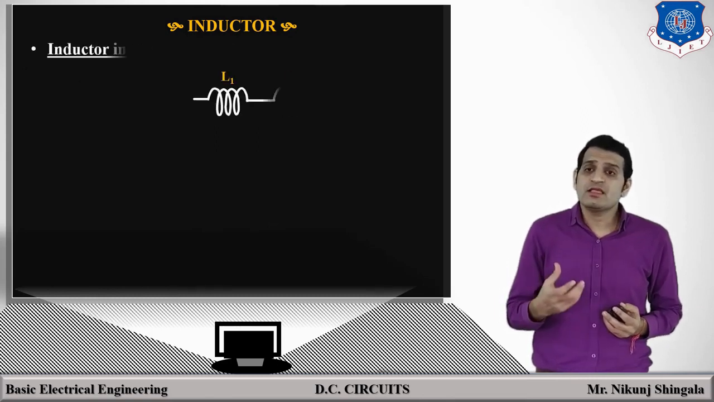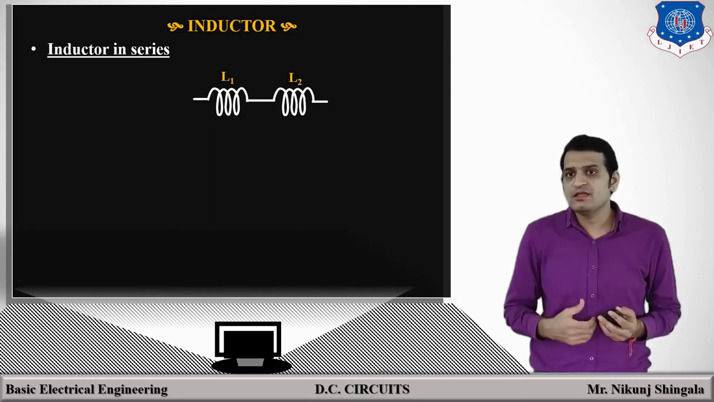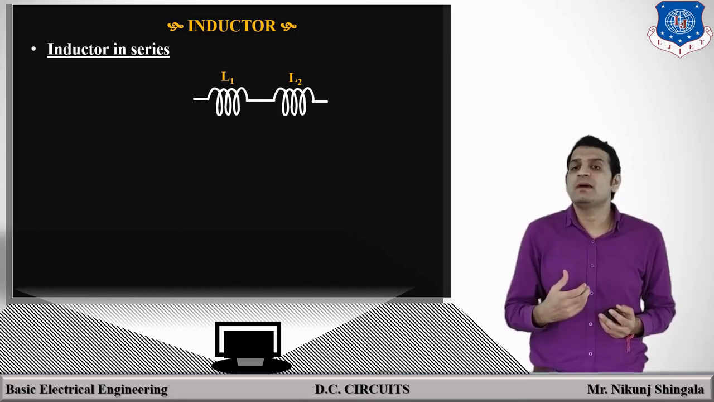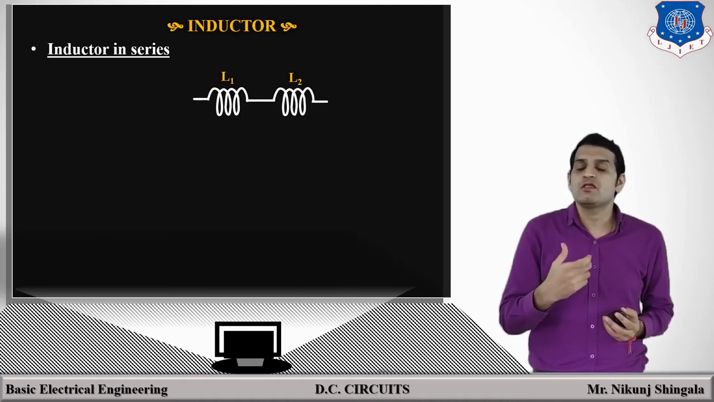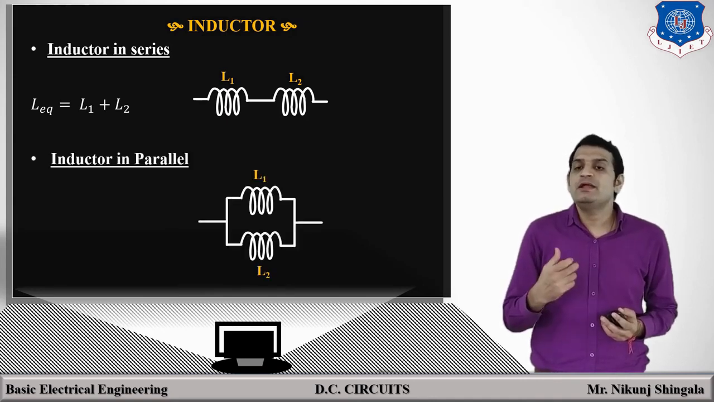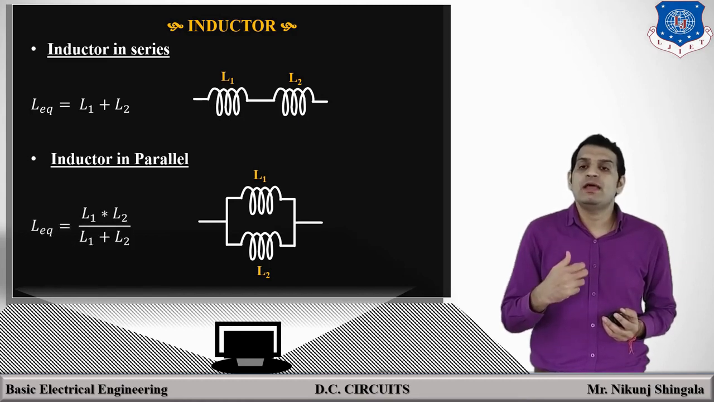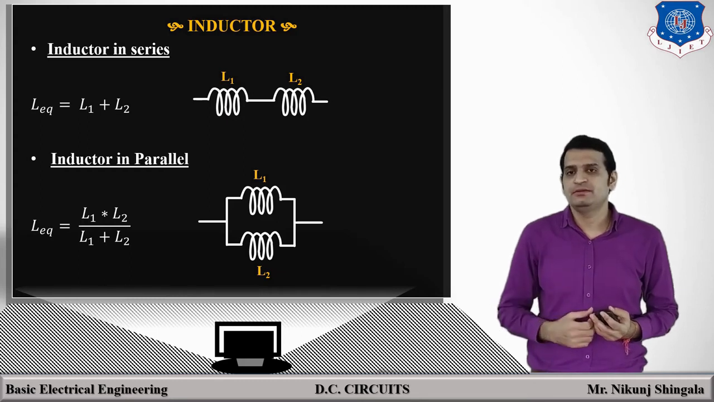Now, inductors can be connected in series and parallel. If inductors are connected in series, then the equivalent inductance is given by L1 plus L2, where L1 and L2 are the individual inductances of the coils. If inductors are connected in parallel, then the equivalent inductance is given by L equivalent is equal to L1 L2 divided by L1 plus L2. Next element is a capacitor.